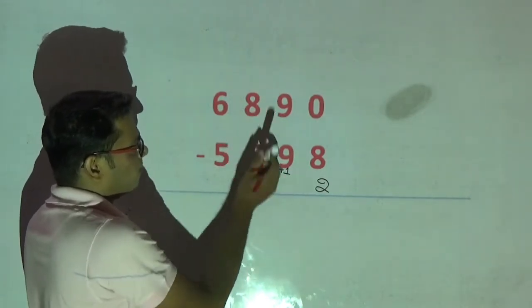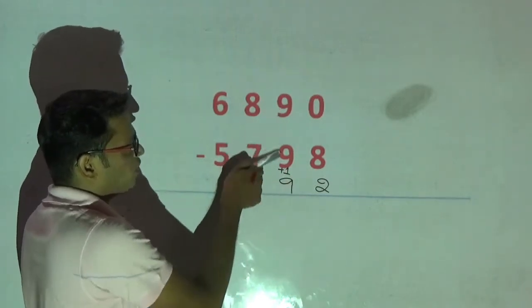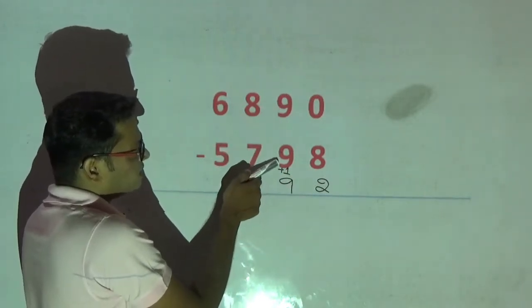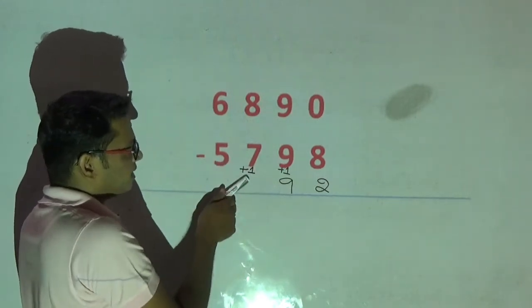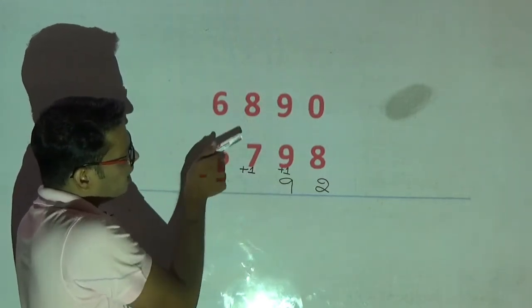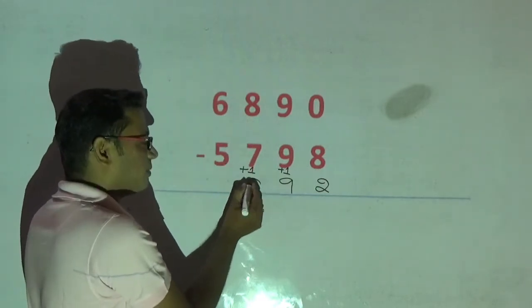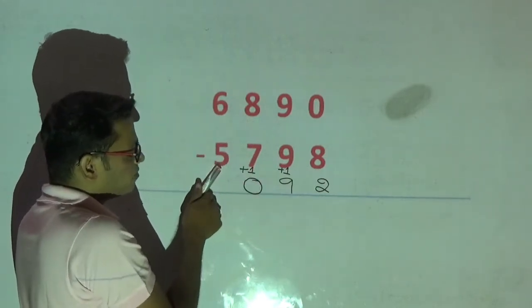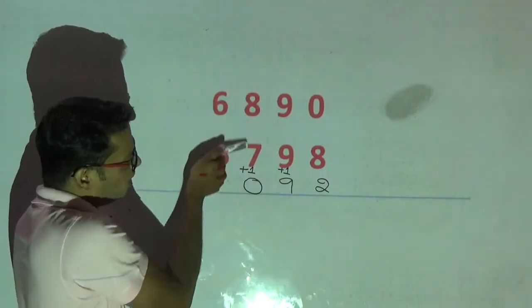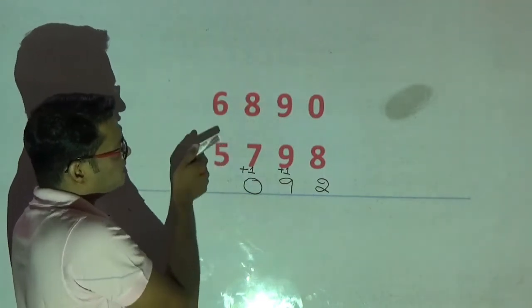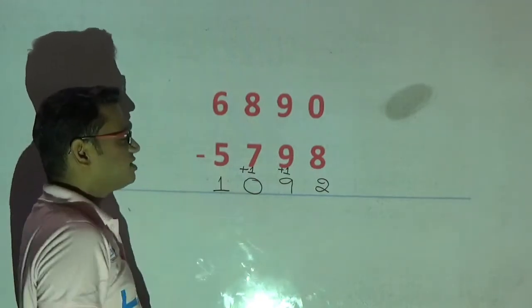0 plus the above number 9 is 9. I have subtracted this from 10. Therefore, I will increase the next number by 1. This is 8. See, the above number is 8. 8 minus 8, possible, right? Therefore, don't subtract from 10 and don't increase this by 1. Because from which number did I subtract? From the above number. If you subtract from the above number, don't do plus 1. Now, 6 minus 5 is 1. This is my answer.